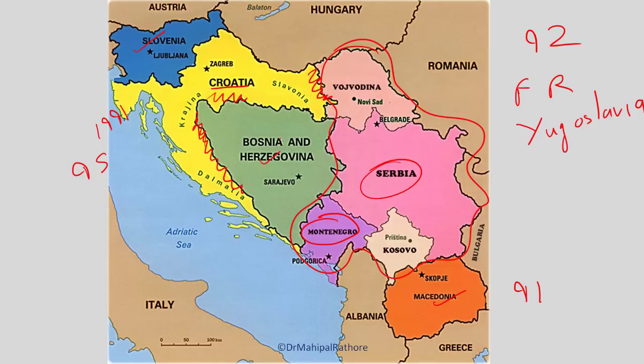So Slovenia, Croatia, Bosnia and Macedonia have achieved independence. Next is Kosovo. There will be problems in Kosovo. Montenegro stayed with Serbia till 2006. They had a referendum in 2006, and quietly they also went away and formed their own country.